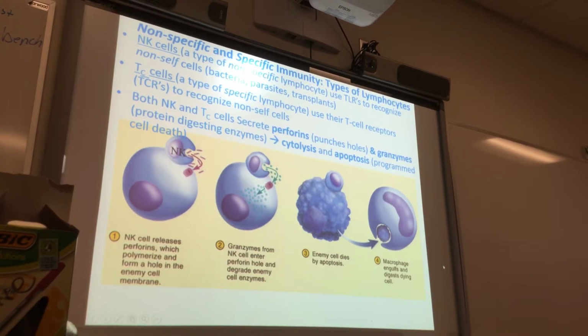But in this cartoon, instead of an NK cell, you could call that a TC cell or a cytotoxic T cell. But instead of using a toll-like receptor, if this were a cytotoxic T cell, it would use a T cell receptor to recognize the enemy. The enemy is always a non-self cell, by the way. But whether you're a natural-born killer cell or a cytotoxic T cell, you kill the same way. You use perforins and granzymes and apoptosis.